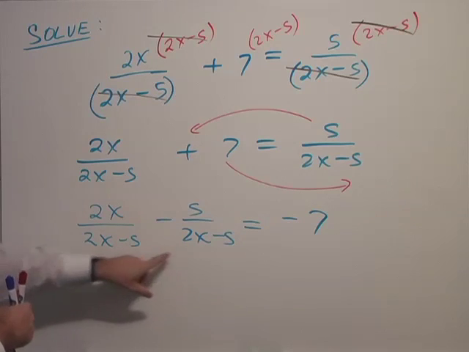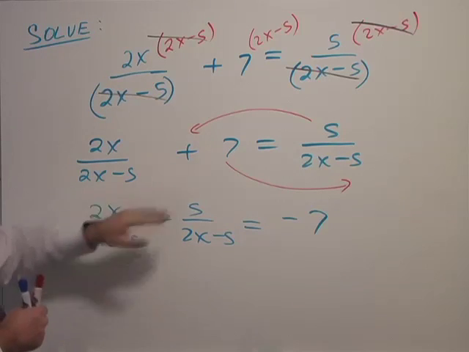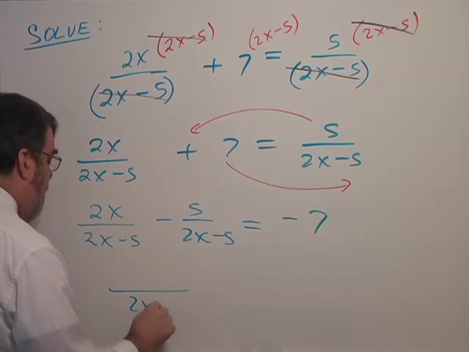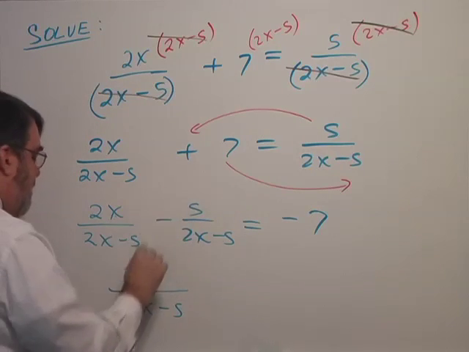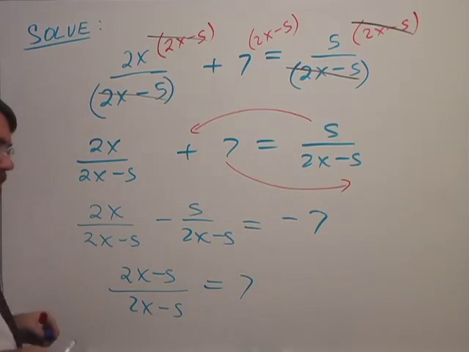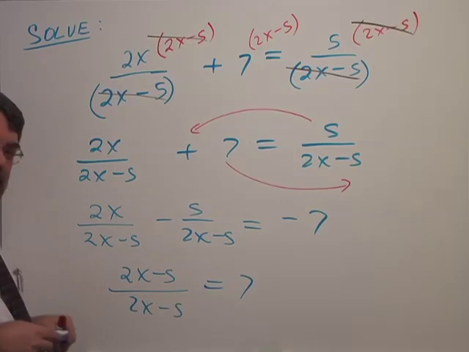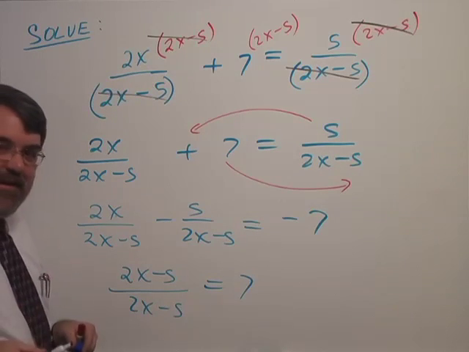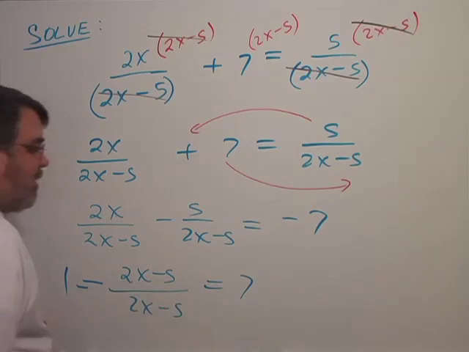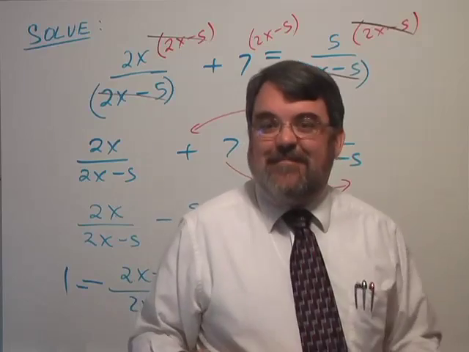Now over here I have a common denominator, so I can combine these terms together. And lo and behold, it becomes 2x minus 5 on top equals 7. Well, what is 2x minus 5 over 2x minus 5? That would be 1, wouldn't it? Because you're dividing a number by itself here. So I end up with 1 equals 7, which is impossible.